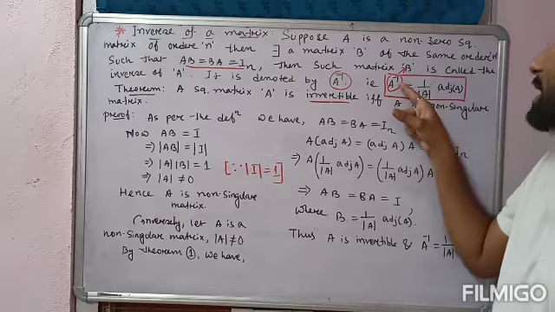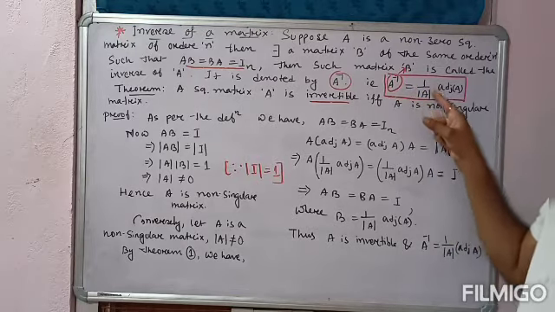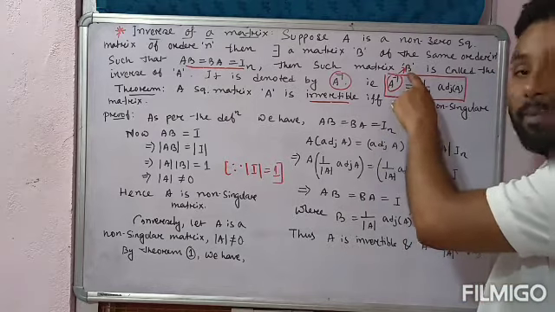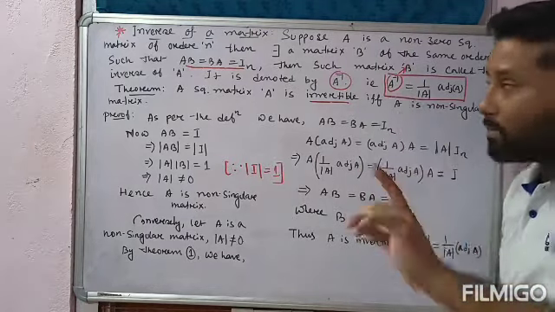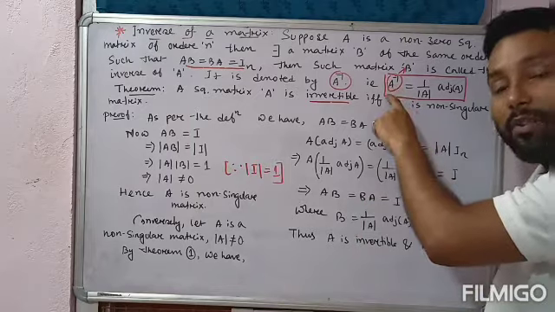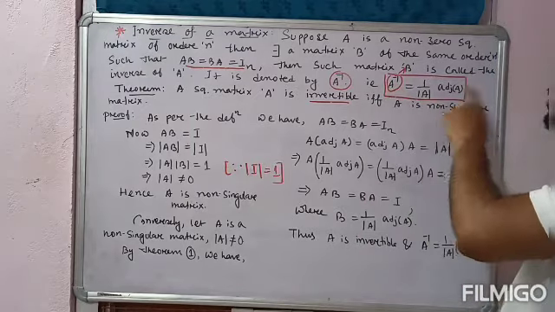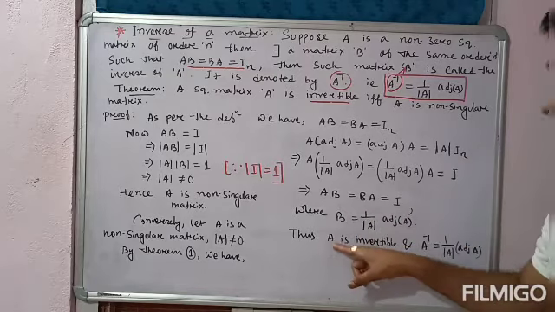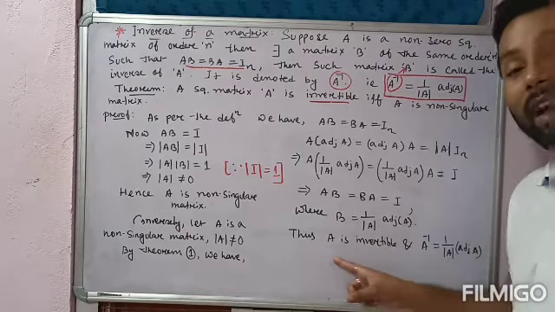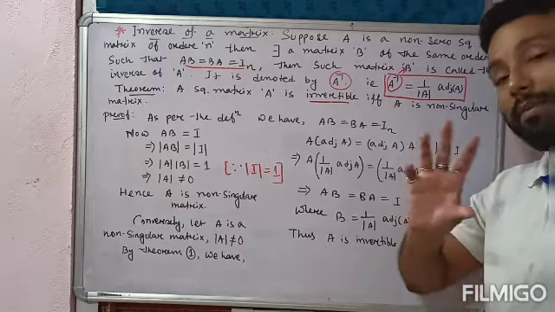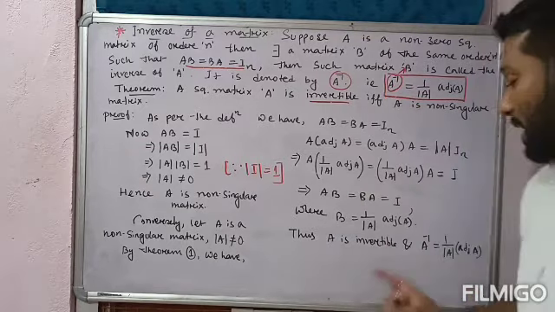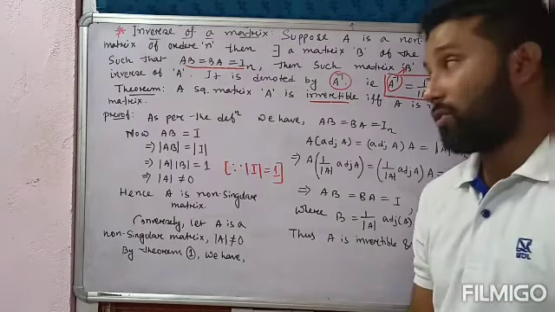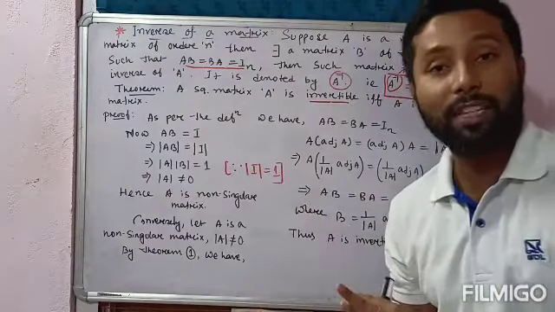ओके, सो यहाँ पे B के जगह में A inverse लिखा गया है, which is equal to 1 by determinant of A into adjoint of A. Instead of A inverse if you write B, then also there is no problem. So B equal to A inverse equal to 1 by determinant of A into adjoint of A. Okay, so thus A is invertible. Invertible means inverse will exist, and A inverse is equal to 1 by determinant of A into adjoint A. So this is one important theorem with proof.